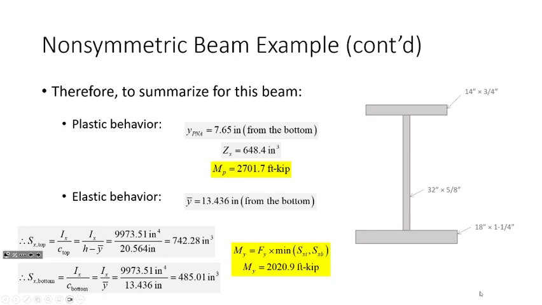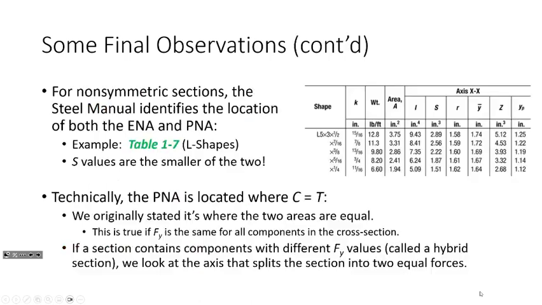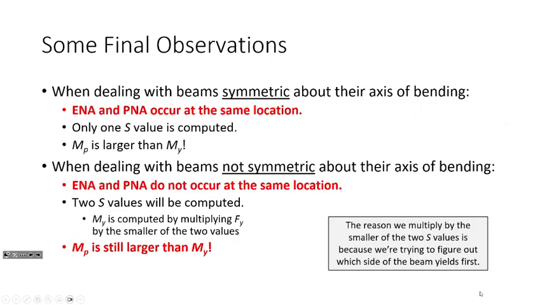All right, I have a couple final points I want to bring up, just some final observations. Whenever you're dealing with beams that are symmetric about the axis of bending, the elastic neutral axis and plastic neutral axis always occur at the same location. There's only one section modulus, and Mp is always larger than My. If they're not symmetric, the ENA and the PNA will not be at the same location. You'll end up getting two S values, but Mp is still larger than My.